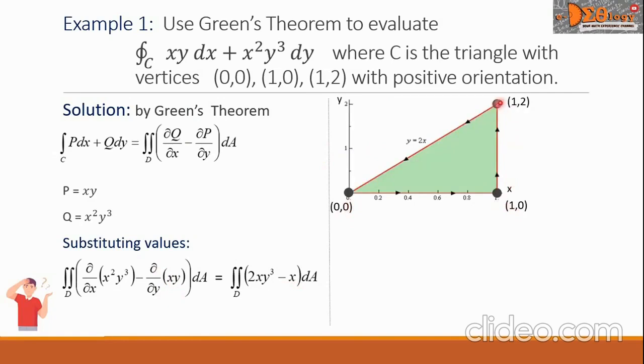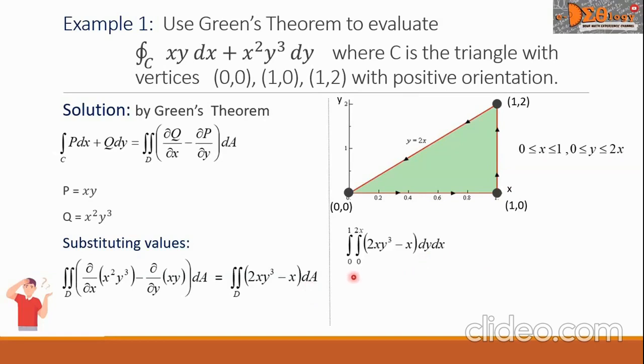Take note here that the line corresponding to the hypotenuse has the equation y equals 2x. We can get this equation using the two-point form of the line. We can observe here that x is between 0 and 1, while y is from 0 to 2x. Let us redefine our dA. We change this to be dy dx.